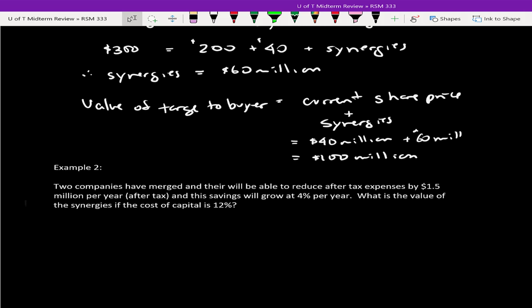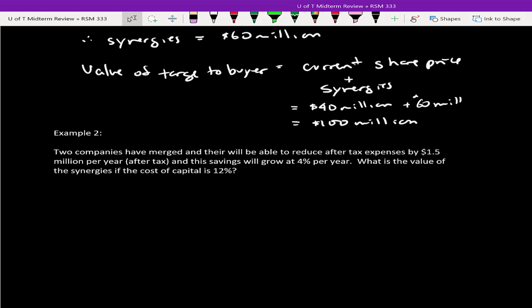Another synergy calculation here is one where they said, okay, two companies have merged and they're going to be cutting after-tax expenses by $1.5 million per year. And the savings will grow at 4% a year. What's the value of the synergies if the cost of capital is 12%? Now, in this case, it's a growing perpetuity. So we're just going to plug it into that formula.